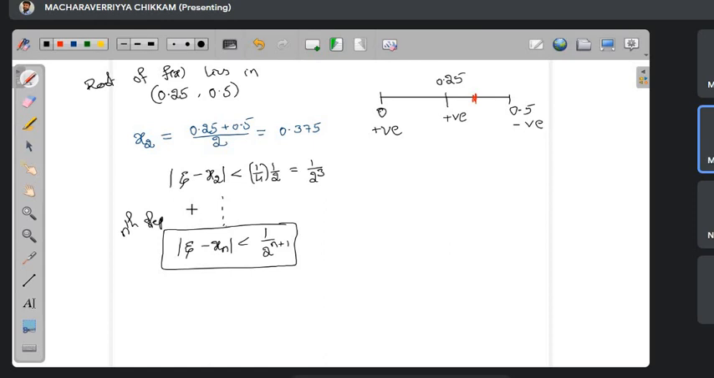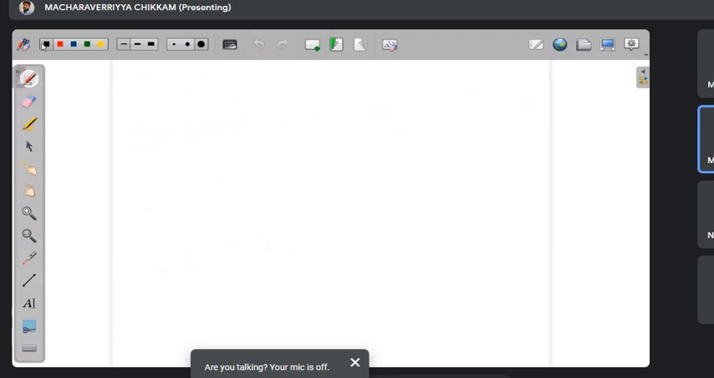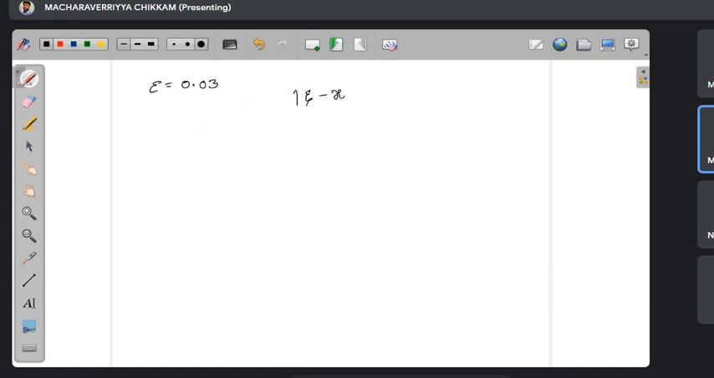Now you may get one question: sir, how many steps or how many iterations do we need to do to find the approximate root? It depends on the accuracy, how much accuracy you require. For example, let me call the accuracy epsilon. I want the accuracy to be 0.03. This is the accuracy I'm expecting when you approximate a root. It means the distance between the exact root and the approximated root has to be less than epsilon.